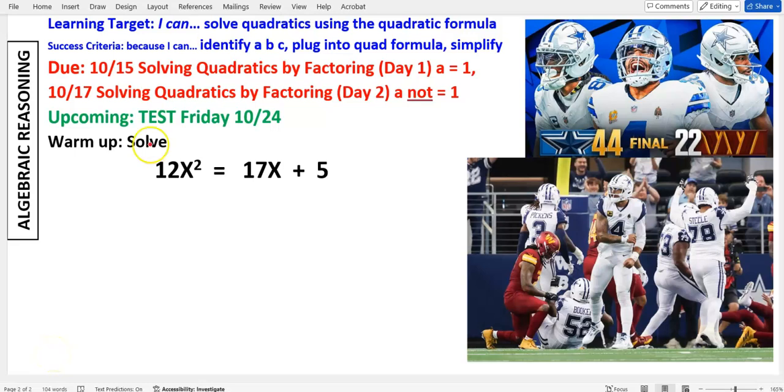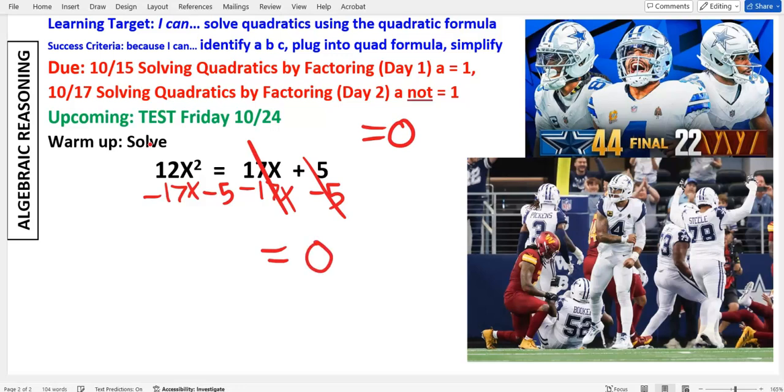Now, can you solve this? Remember, when you solve it, it has to equal 0. Does this equal 0? No. What's the opposite of these terms so we can move them? Opposite of positive 17x is minus 17x. And the opposite of plus 5 is minus 5. Now I want you to notice, these are gone, so it equals 0 now.